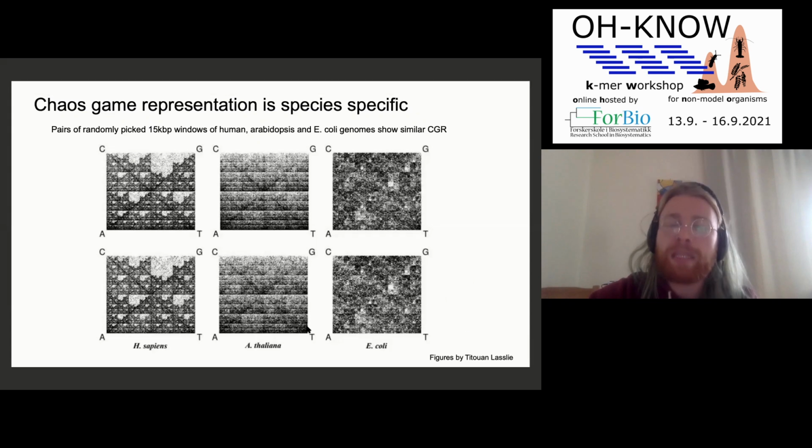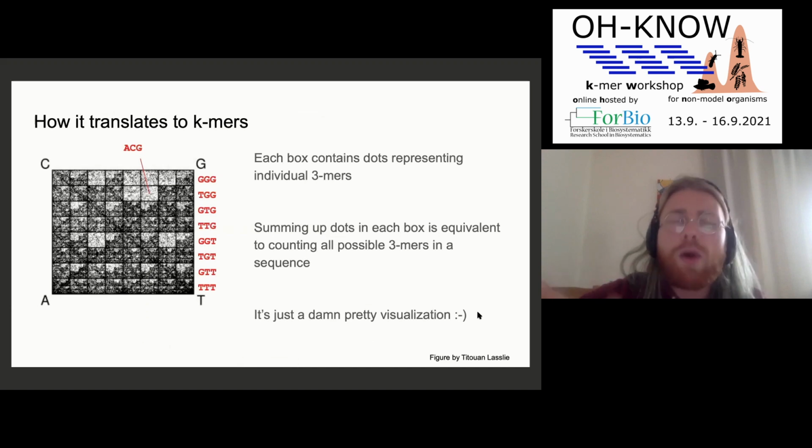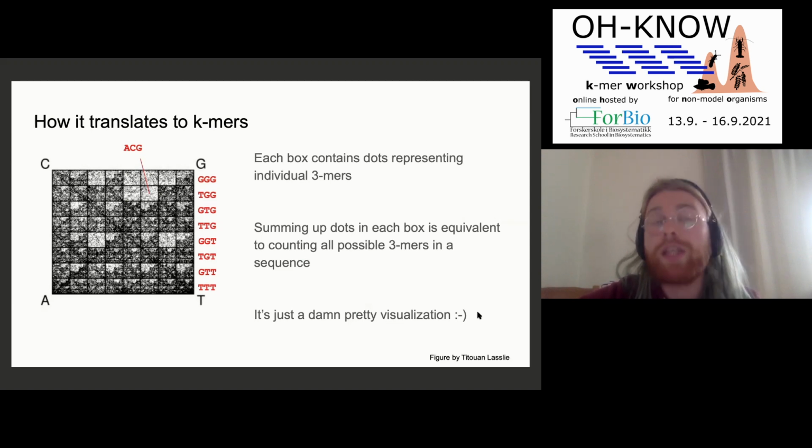And by the way, these images are called chaos game representation, and it's a phenomenon that is actually not super well understood. And so how does it relate to k-mers? Why am I even talking about something called chaos game representation? Well, this is just a way to create a picture of k-mers. If you cut the image by a certain number of evenly spaced lines, you will actually get k-mers of a certain size, and the size depends on how finely you cut the image.